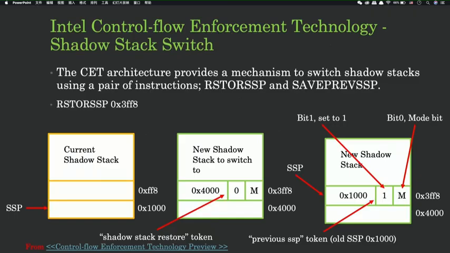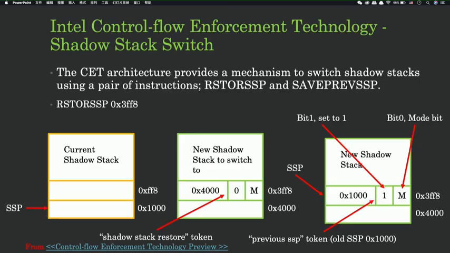We just described a little bit of the shadow stack switch. This is a very interesting operation, as we know, because we need to switch back and forth between different shadow stacks since different processes and tasks are running. This is how it is done, through the current shadow stack and the new shadow stack.